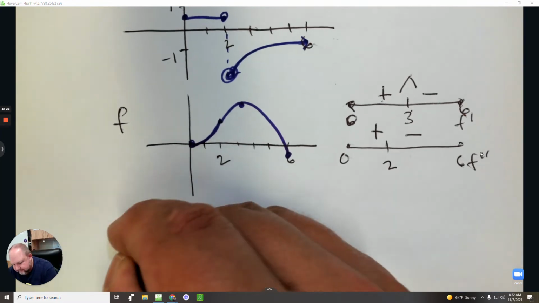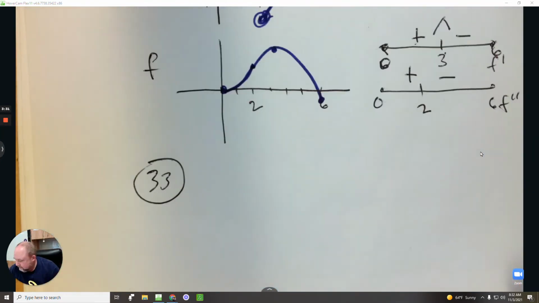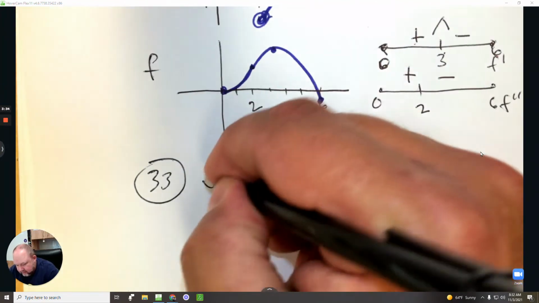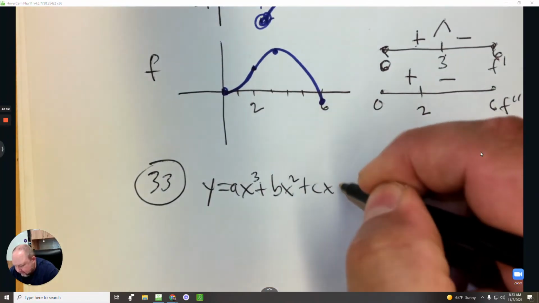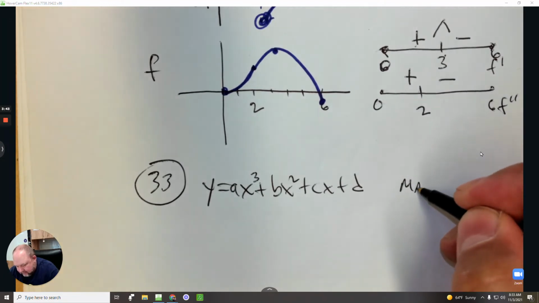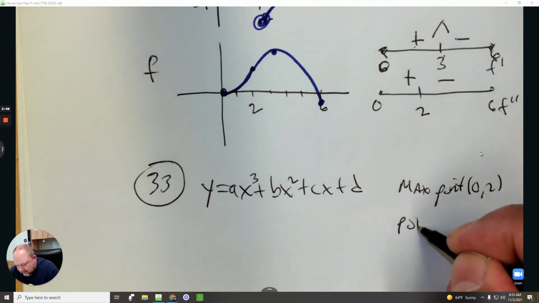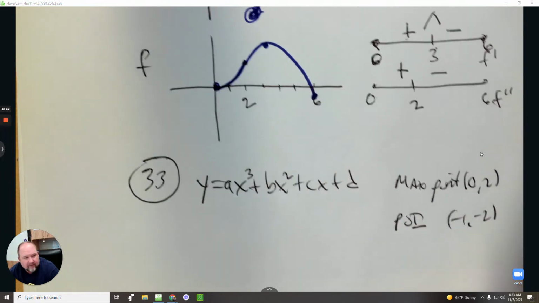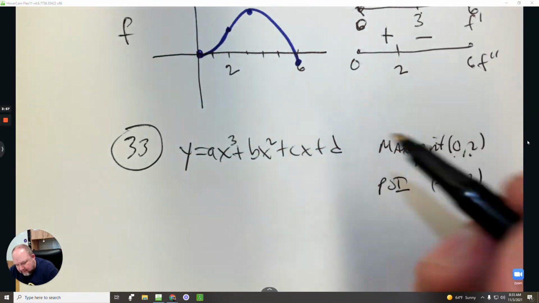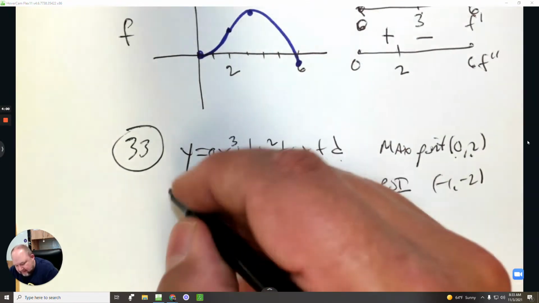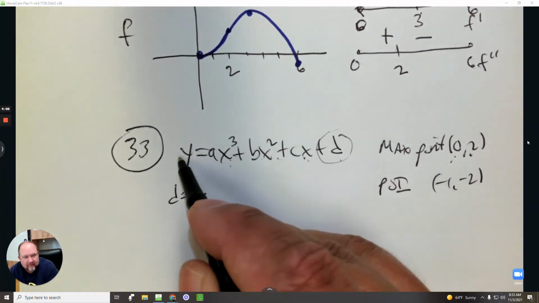Number 33. Sorry, this was 32. It says find the cubic function. So it's y equals ax cubed plus bx squared plus cx plus d. It has a max point at (0, 2), and a point of inflection at (-1, -2). All right, so let's plug in this point, (0, 2). If I plug in 0 for x, that means d is equal to 2. So I've already figured that out. Plug in 0 for x, only d is left, and it's equal to 2.